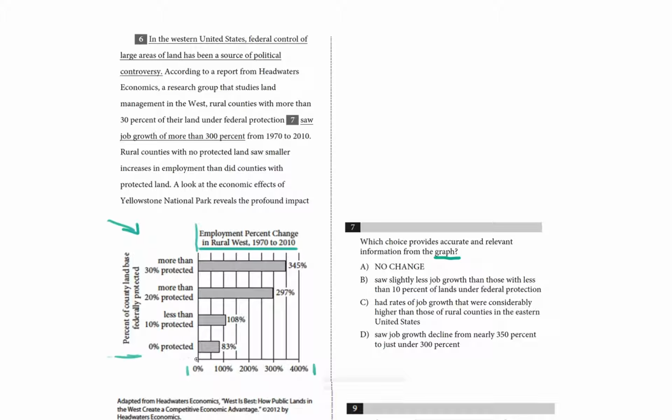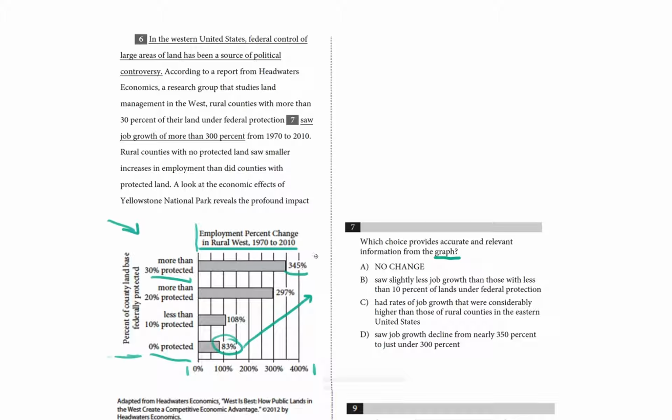So, okay, looking at this very quickly, it seems like the more of the land in your county that is federally protected, the greater the employment percent change is in these years. So if the county is more than 30% protected, you have employment growth of 345%. If it's 0% protected, the growth still exists, but it's only 83%.